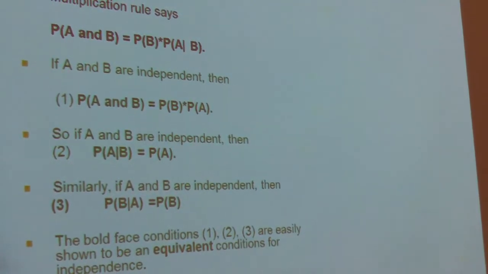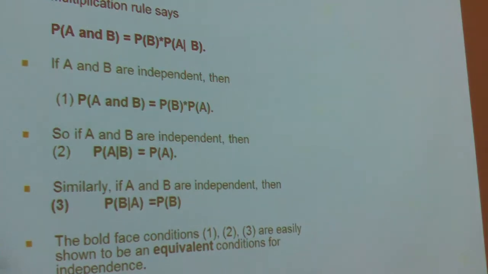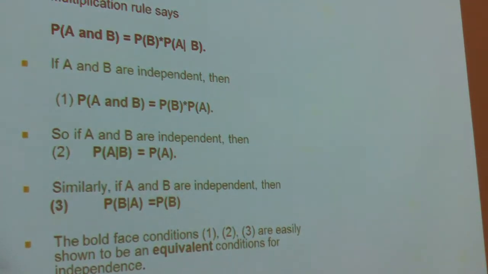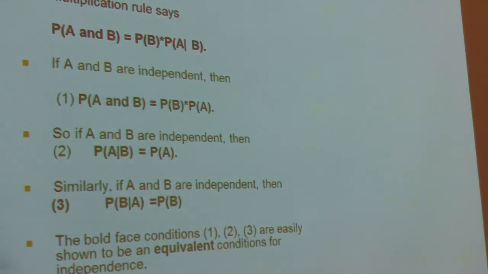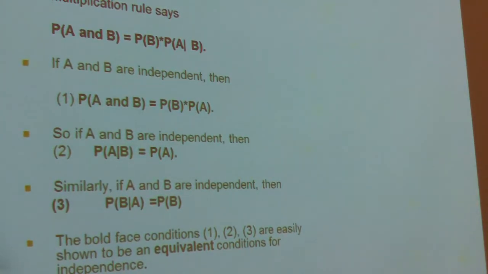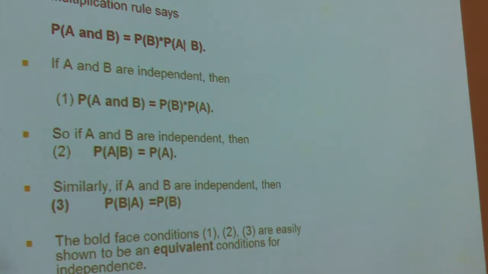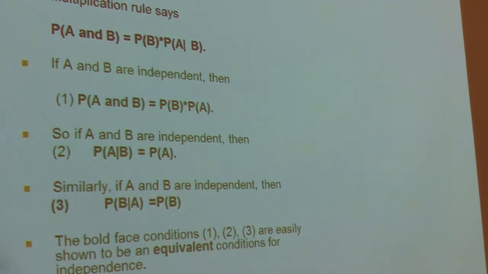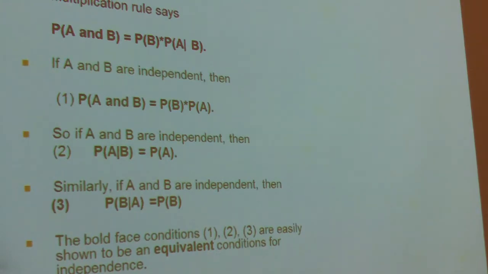So now, when I ask you to check whether or not the two events are independent, you only need to check one of the three conditions. You don't have to check all of them, because if one condition is true, the other two must be true. So now you know how to answer my question in the test or assignment if I ask you whether or not the two events are independent.